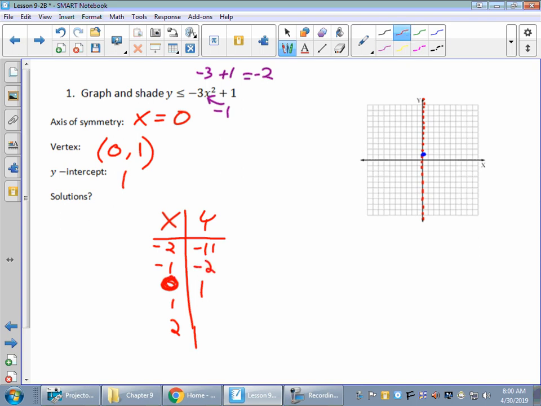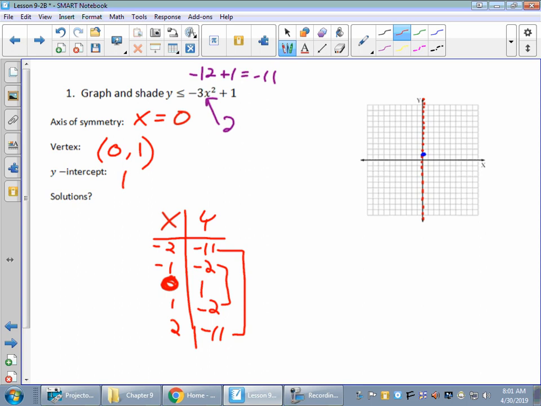I already have 0, 1 done. That was my vertex. When I plug in 1, you're going to get the same result. 1 squared is 1, times -3 is -3, plus 1 gives me a -2. Hopefully you're seeing the symmetry between 1 and -1. They both have the same result of -2. For my last point, I plug in a 2: 2 squared is 4, times -3 is -12, plus 1 equals -11. So my y value would be -11 down here. Again, you can see that symmetry between 2 and -2. They have the same y value.